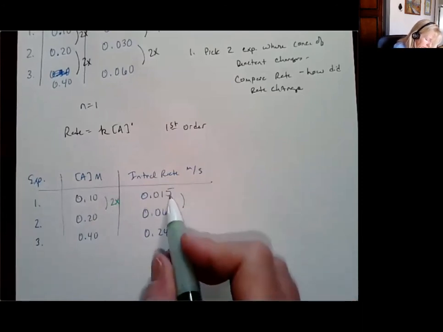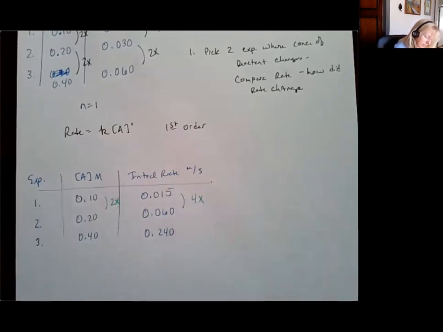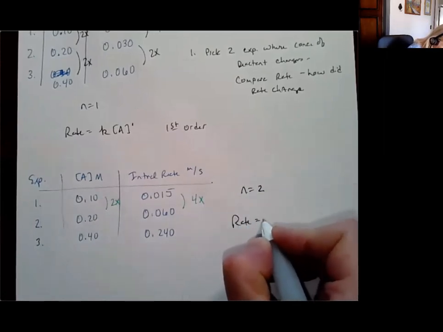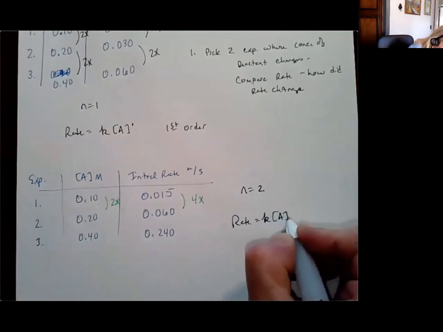So I'm going from, so this is a 4 times. So this is going to tell me that I'm second order, N equals 2, and my rate law for this is going to be A squared.